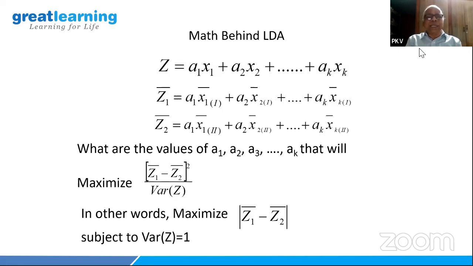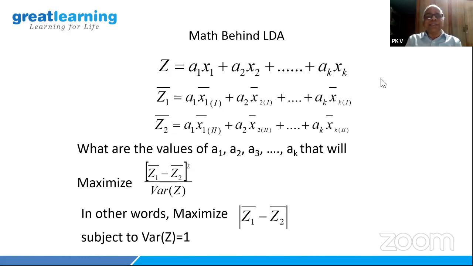There is a Z-score, where you can see in the equation: A1, X1, A2, X2, A3, X3, AK, XK. Z is a score. X1, X2, XK are all the features or the predictor variables. You can call them features. And A1, A2 and all those terms are called the weights of the discriminant equation.